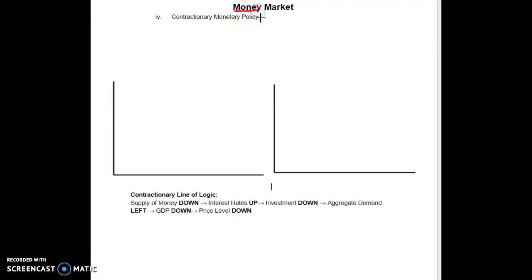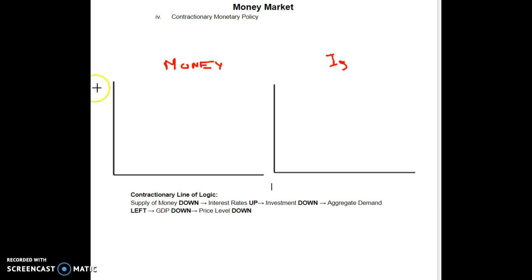With the money market, we're looking at contractionary monetary policy. Again, we're going to show you two graphs side by side. The first graph on our left is money. Normally you'll only have to draw this graph. However, I think it's useful to have it right beside investment to show how it impacts investment and how it then runs through our line of logic, which I'm showing down here.